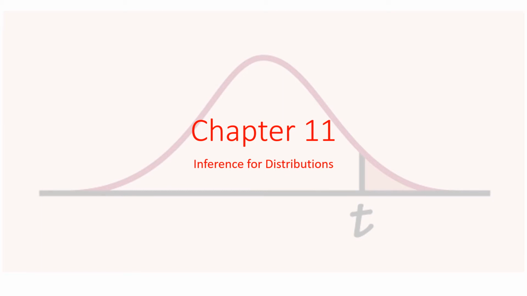Welcome back. In this lesson, we are going to be looking at the T procedures as far as our inference for distributions. They're going to look very similar to the Z procedures that we saw in Chapter 10, except the difference is that we don't know the population standard deviation. So how do we deal with that? We're also going to see two sample test procedures and confidence intervals.